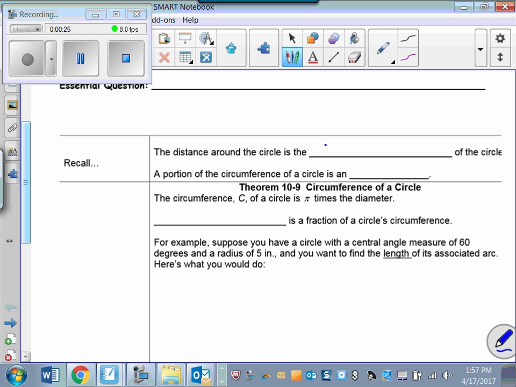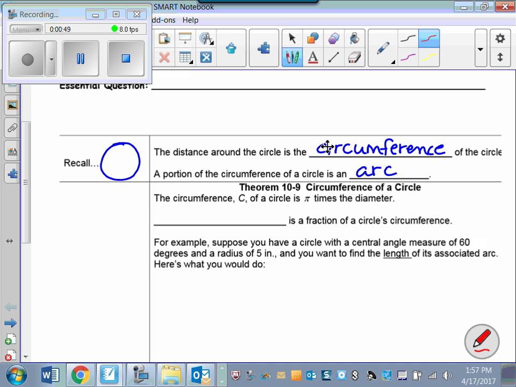The distance around the circle, of course, you know, is the circumference of the circle. We could also call it the perimeter of the circle. That's okay, but typically since it's a circle, we refer to its perimeter as the circumference. A portion of the circumference of a circle is what we learned about in the last unit, known as an arc. So, of course, here's what we're talking about. Here's a circle, and if I were to draw two radii, this part here that's bounded by those two radii, that would be an arc of the circle.